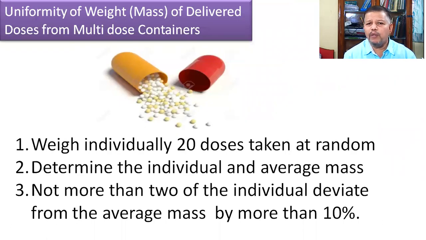Now, uniformity of weight of delivered doses from a multi-dose container. In case of the capsule, multi-doses are kept in the capsule. Weigh individually 20 doses taken at random, then determine the individual and average mass. Not more than 2 of the individual masses deviate from the average mass by more than 10%.